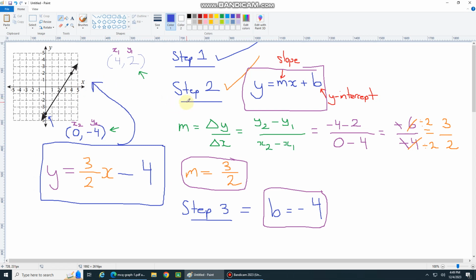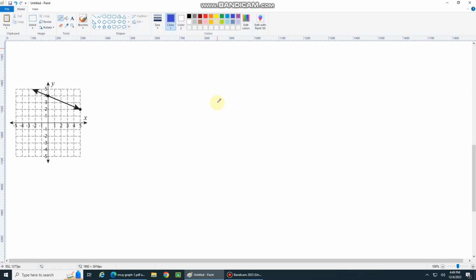I'm going to show you one more problem, okay? Take a look. Let's go to another graph. This is another graph right over here. You can see we got 2 coordinate points. Let's do it. Step number 1. Let's find the coordinate points for both this and this. So the top one right here looks like it is 0, positive 4, my first coordinate point. And the second one right over here, x number is 5, and y is 2. There you go. Step 1 done. I got my coordinate points.